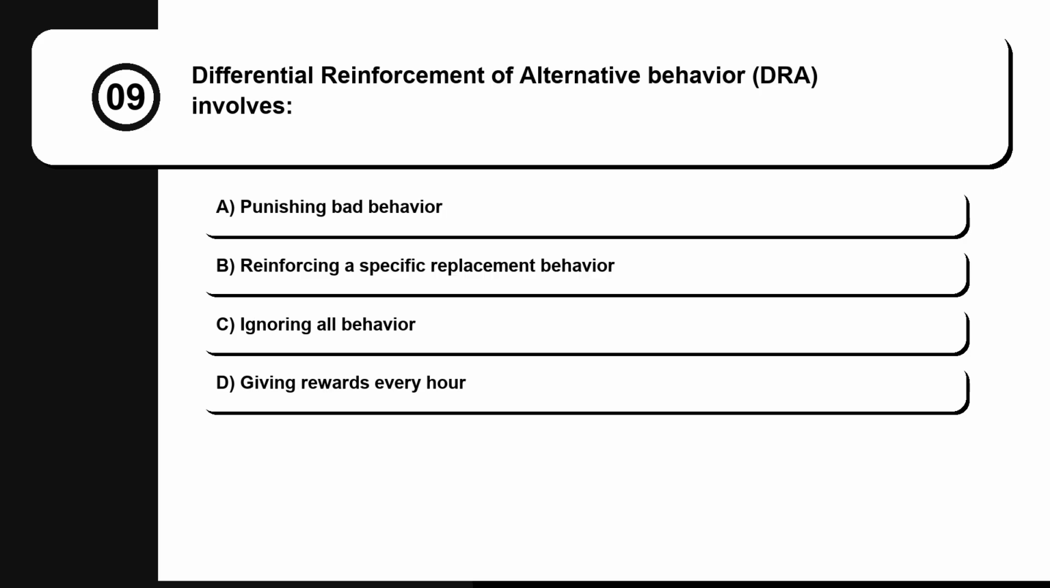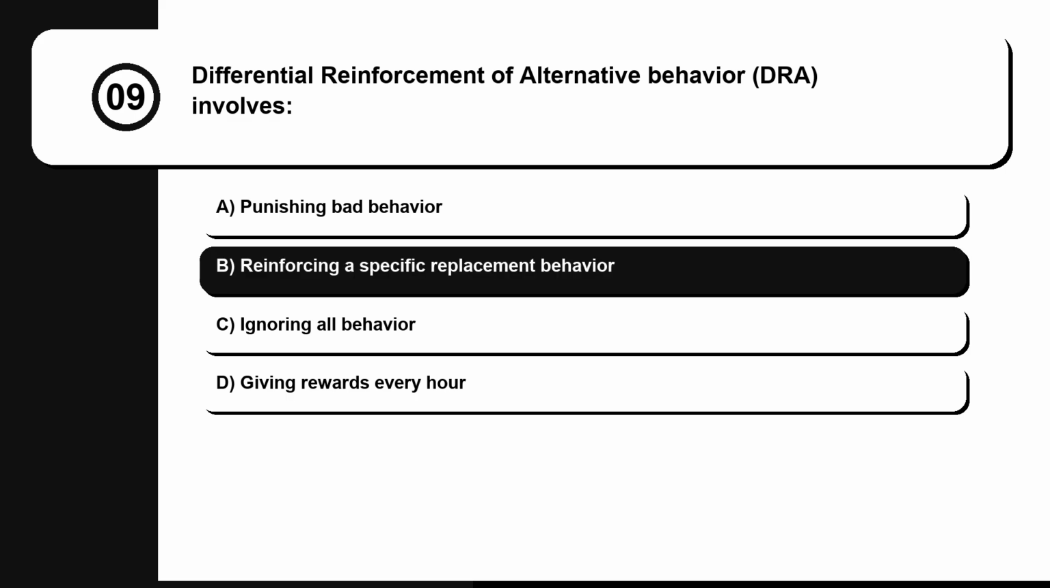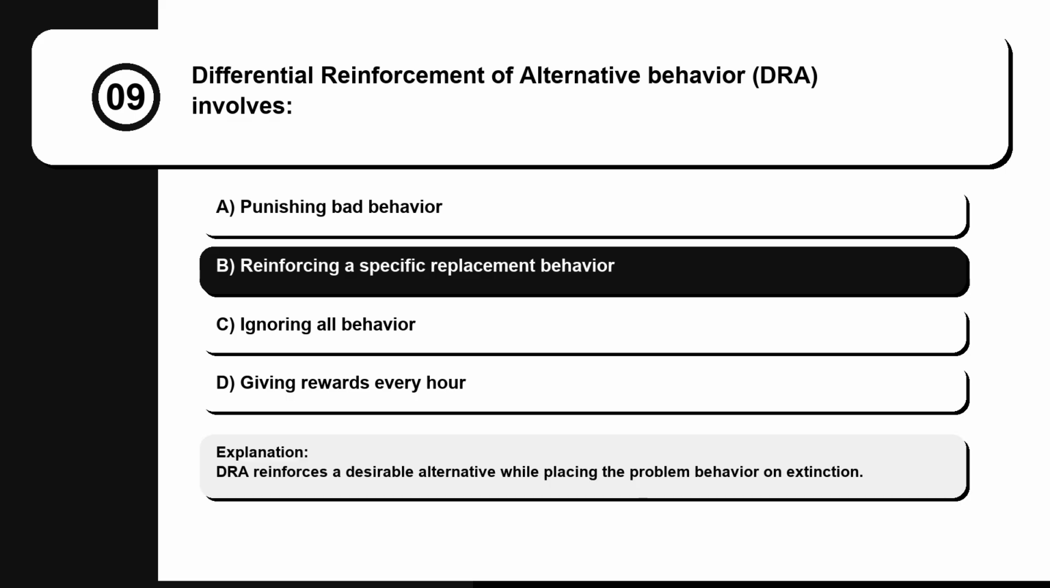Question 9. Differential reinforcement of alternative behavior, DRA, involves A. Punishing bad behavior, B. Reinforcing a specific replacement behavior, C. Ignoring all behavior, or D. Giving rewards every hour. The correct answer is B. Reinforcing a specific replacement behavior. DRA reinforces a desirable alternative while placing the problem behavior on extinction.